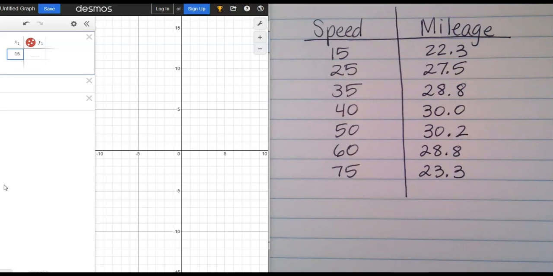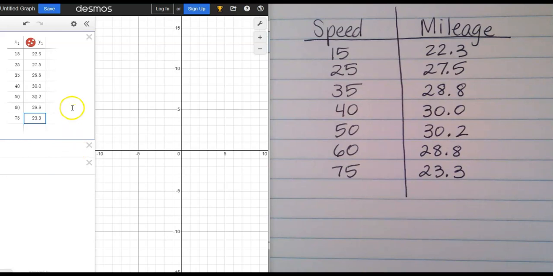So I'm just going to input this data, these 7 data points, x's and y's, and you can use the tab button to move from one entry to the next, or from the left side to the right side, from the x values to the y values. And there it is. Okay.